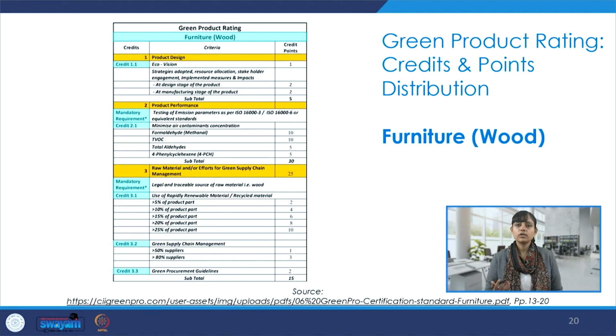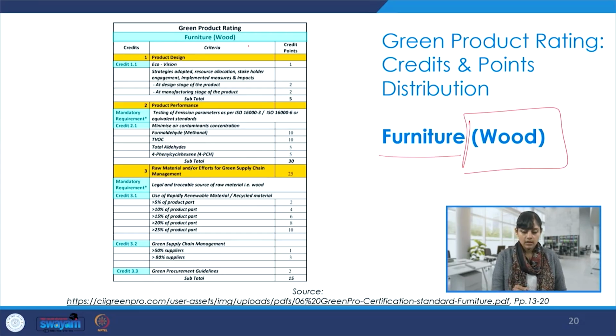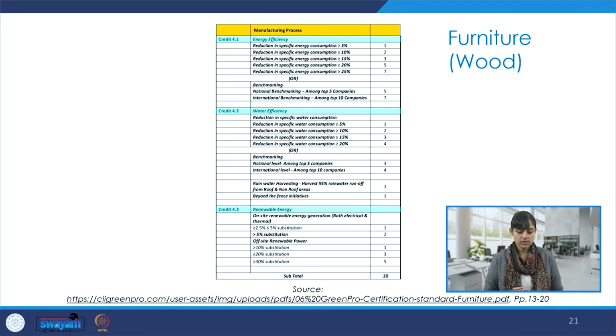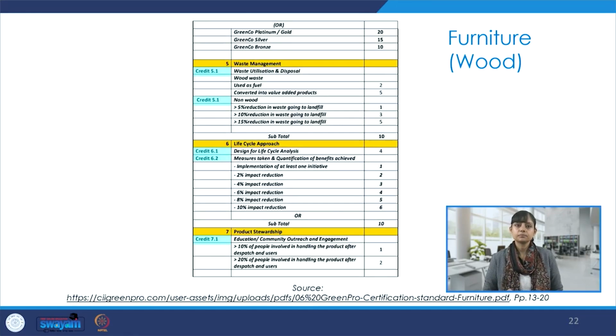We also have the green product rating, credits and points distribution for furniture, and we are talking about wood specifically. And like you see over here, again, for product design, product performance, raw material, green supply chain management, and then the manufacturing process where we talked about energy efficiency, water efficiency, renewable energy. We again have points and sub-points, and then we have associated credit points, which go with all of these.